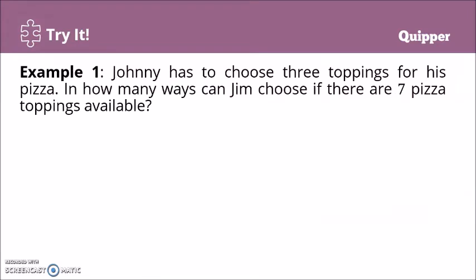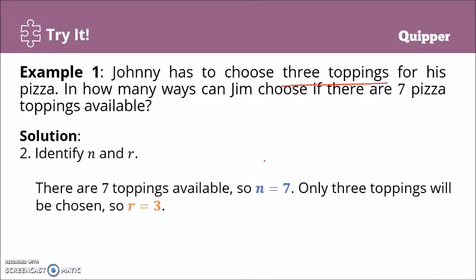Let's try this. Example number 1, Johnny has to choose 3 toppings for his pizza. And how many ways can Jim choose if there are 7 pizza toppings available? So, eto naman, it's a combination. Kasi, hindi naman nagmamatter kung anong unang i-add mo, di ba? Hindi naman nagmamatter kung aling toppings ang i-add una, alin yung sunod. So, the order is not important. So, this is combination.